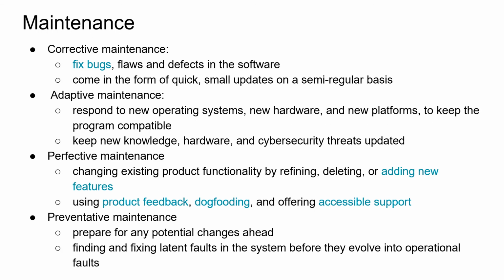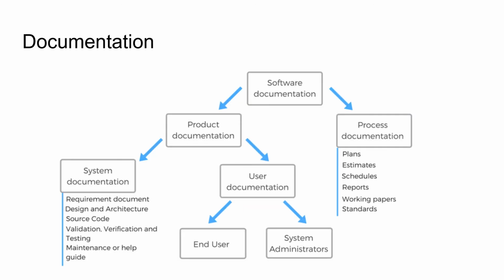And with maintenance, you have things like fixing bugs, flaws, defects in the software, figuring out how to have adaptive maintenance, perfective maintenance, and preventative maintenance, just to make sure that all the various corners are covered in regards to how the maintenance scales as the design gets implemented in a wider way. And then we just have all of our various documentation, which is mostly the system documentation and all that type of good stuff.